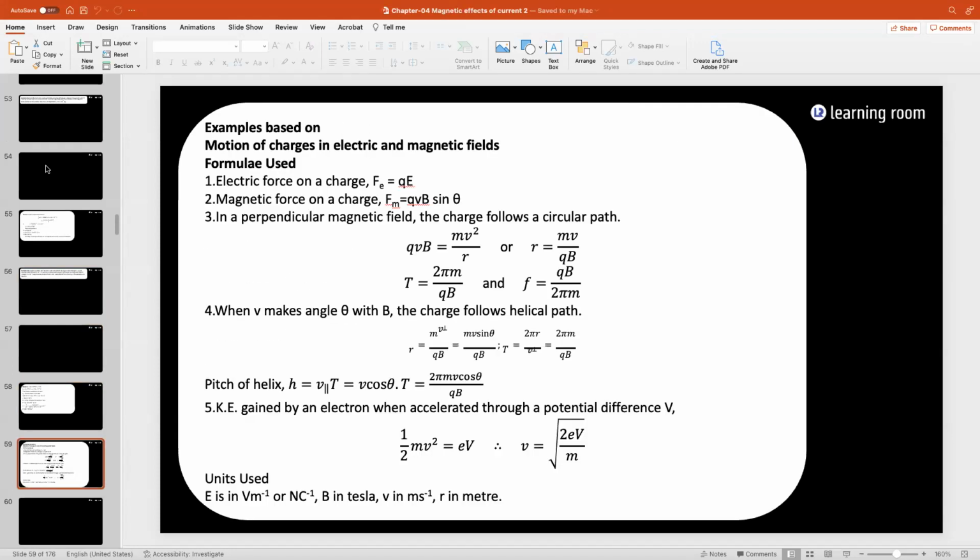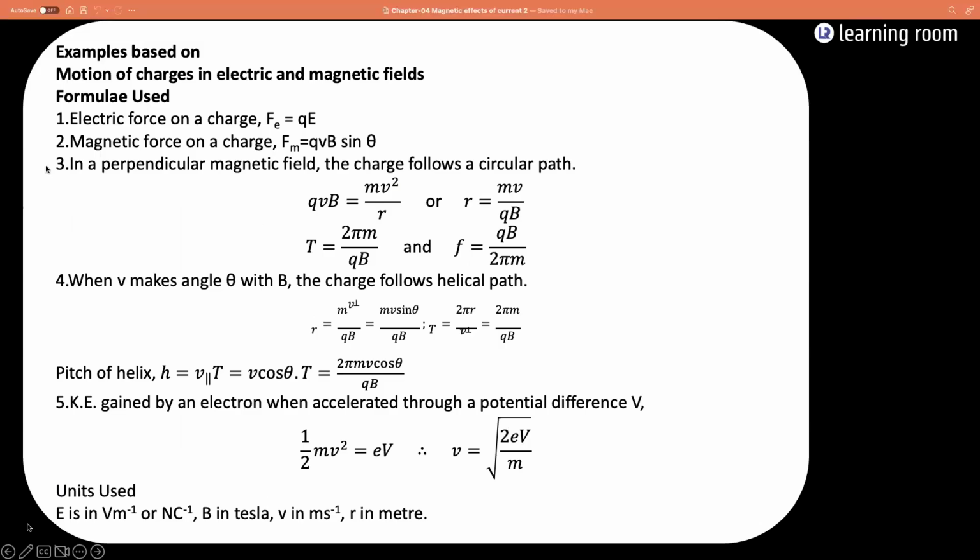So we will get started with the next subtopic, that is motion of charges in electric and magnetic fields, right? Yesterday we already saw a concept where we calculated the force experienced by a charged particle when it is projected into a magnetic field. The value was Q into VB sine theta, right? Based on that, using Fleming's left-hand rule, we calculated the direction and everything as well, right?